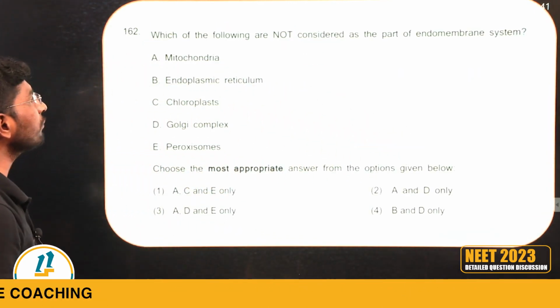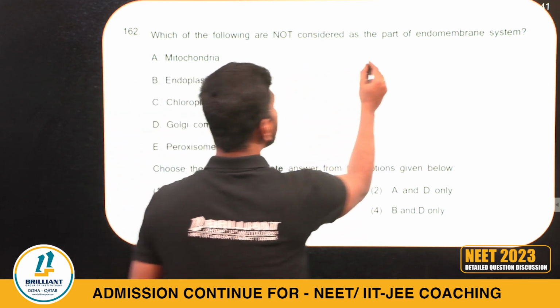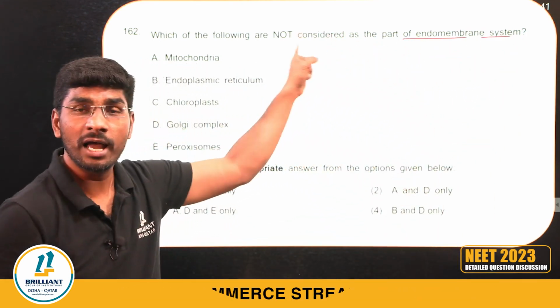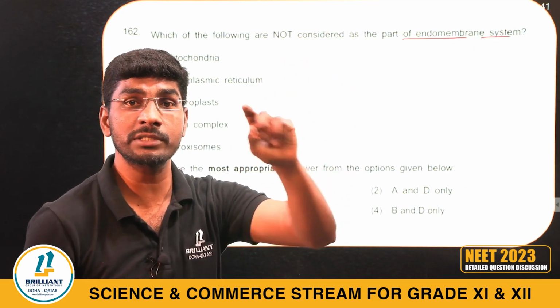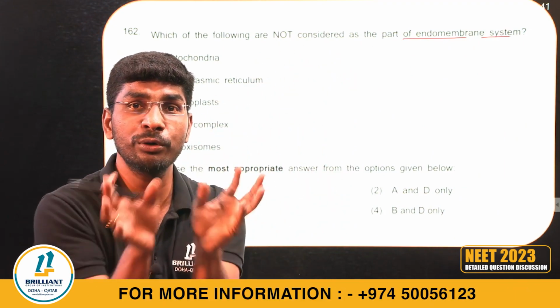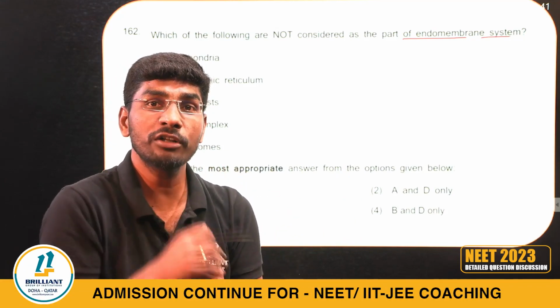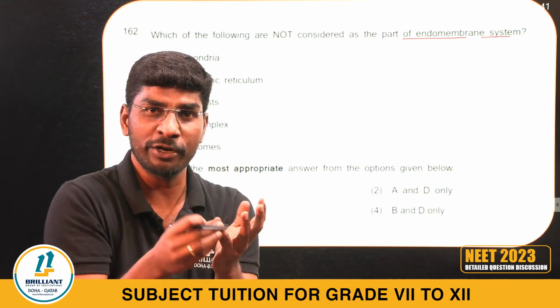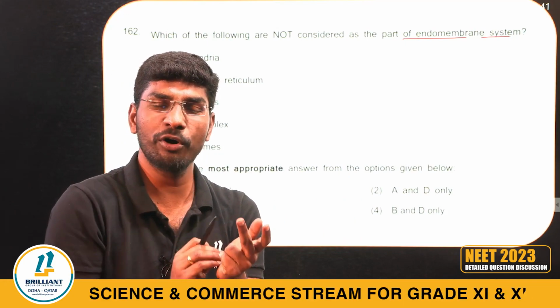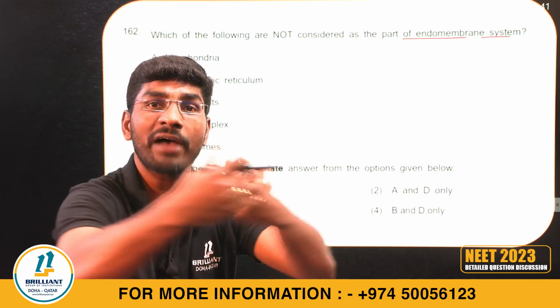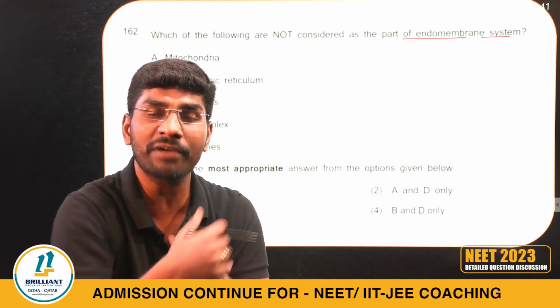162. Which of the following are not considered as a part of the endomembrane system? If you're able to recall this from the cytology chapter, Cell: The Unit of Life, I clearly told you there are 4 organelles in the family. Do you remember? Endoplasmic reticulum, Golgi body, vacuole, lysosomes are the GERL family, the endomembrane system family, I said.